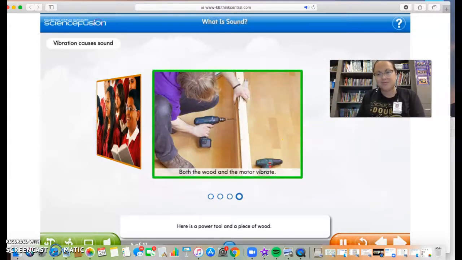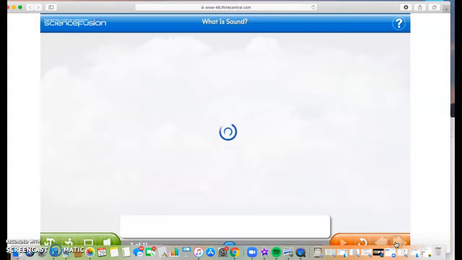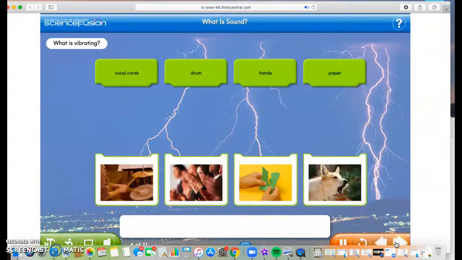Here is a power tool and a piece of wood. They make a lot of sound. When the tool touches the wood, both the wood and the motor vibrate. In these images, what object is making the sound? Drag each label to the correct image.